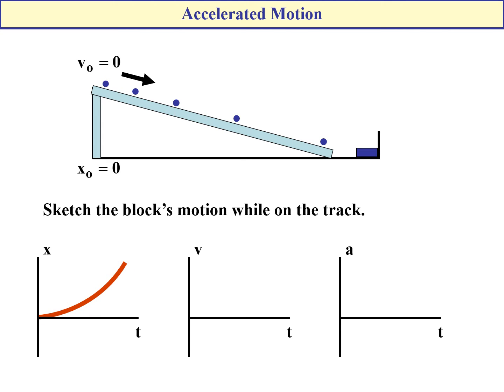For a velocity versus time, we start with 0 velocity, but we have a constant acceleration as we go down the ramp. So that means we move in the positive direction. So we have a positive velocity with a positive direction. And then the slope of this graph indicates that we have a positive acceleration. That acceleration is going to be constant. So we got a positive constant acceleration for the acceleration versus time graph.